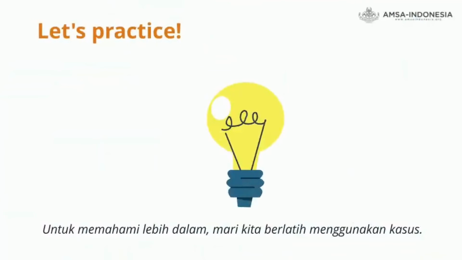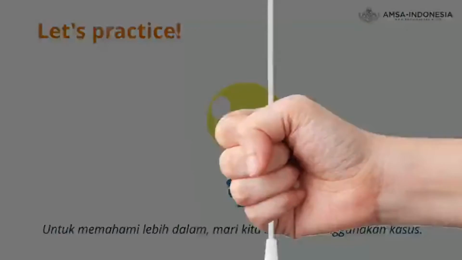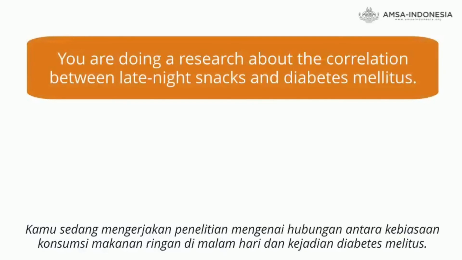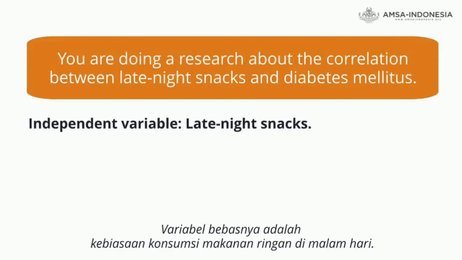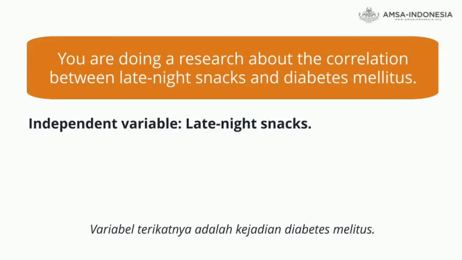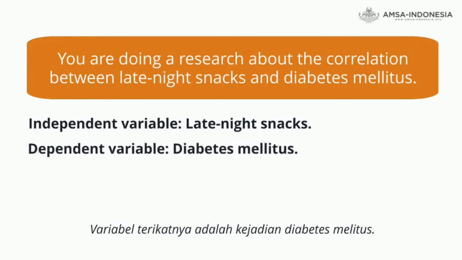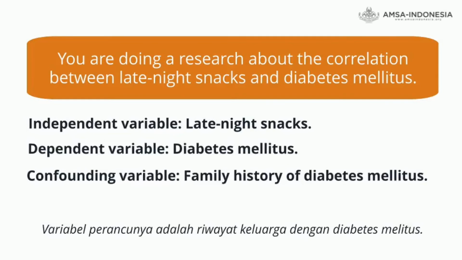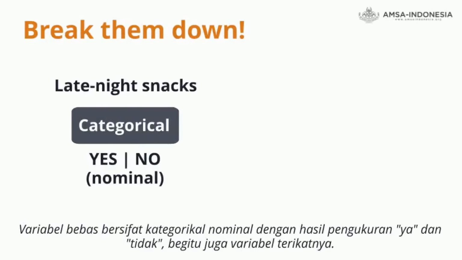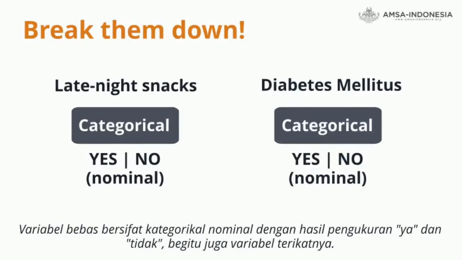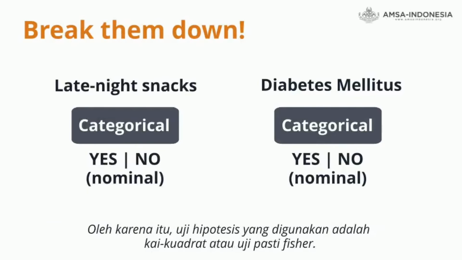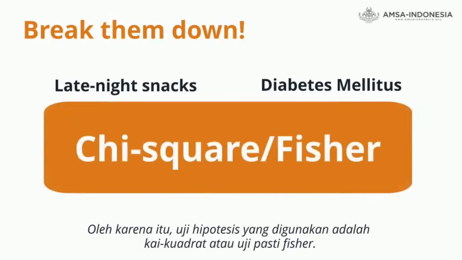Hard to picture it? Here is an example. You are currently doing a research about the correlation of late-night snack habit with the incidence of diabetes. The independent variable is late-night snack habit. The dependent variable is the incidence of diabetes. The confounding variable is having a family history of diabetes mellitus. The independent and dependent variables are considered as nominal categorical data as they are measured by yes or no. Because of that, chi-square or Fisher exact test can be used to test the hypothesis.